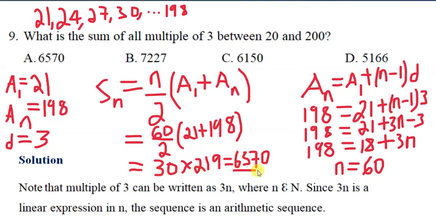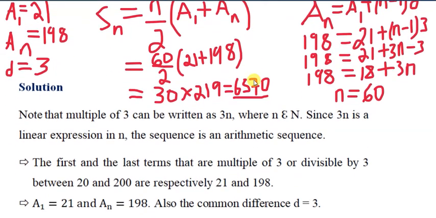That is the sum of all multiples of 3 between 20 and 200. Therefore, our answer is A. If you say A, then you have done it. You get the right answer. The answer is A.